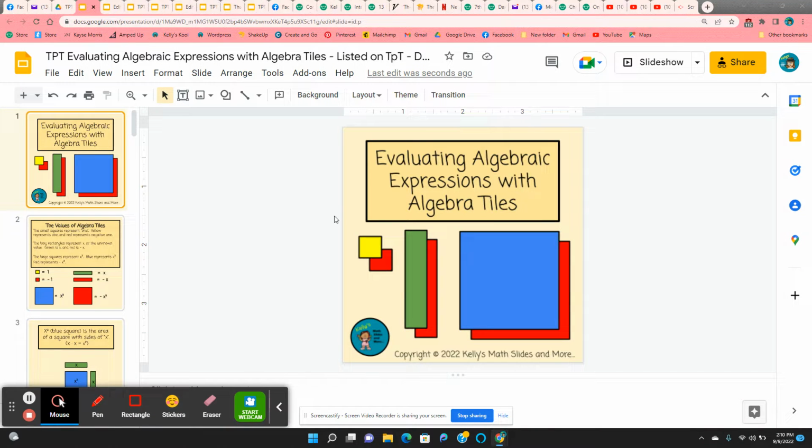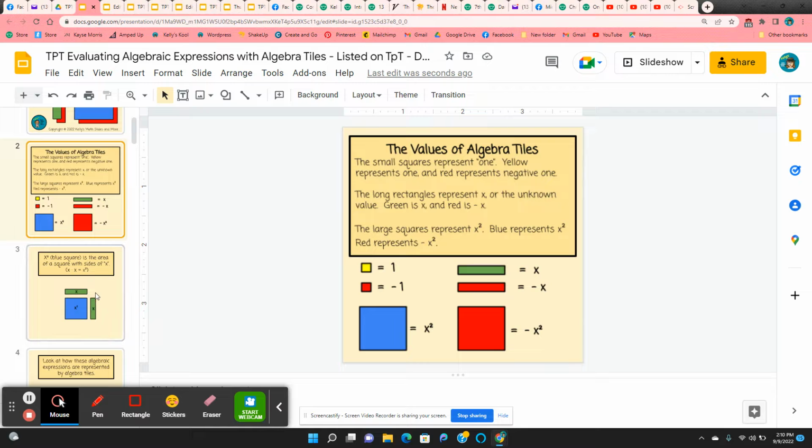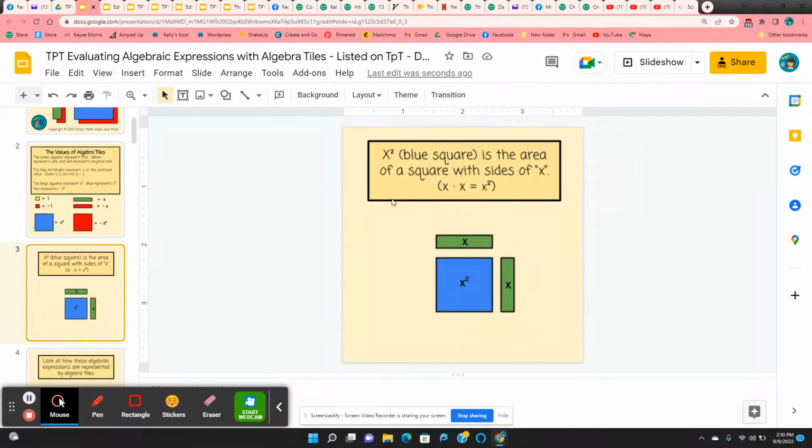Evaluating algebraic expressions with algebra tiles. Now this is an introduction to algebra tiles. So students are given, on slide 2, all of the different tiles and what their values are, negative and positive. They're given an example of how we get x squared by the tiles that are x. We have a larger square that has an area of x times x. So that would give us our x squared.